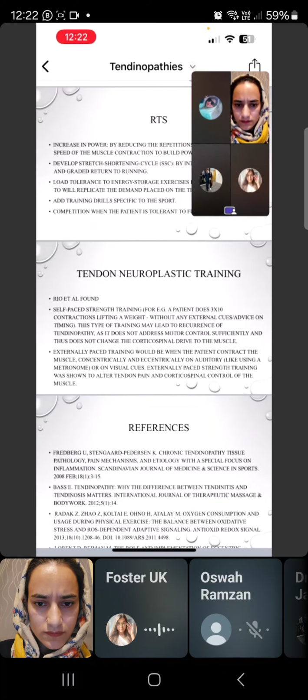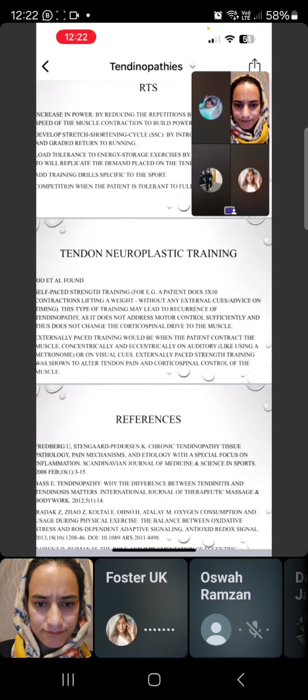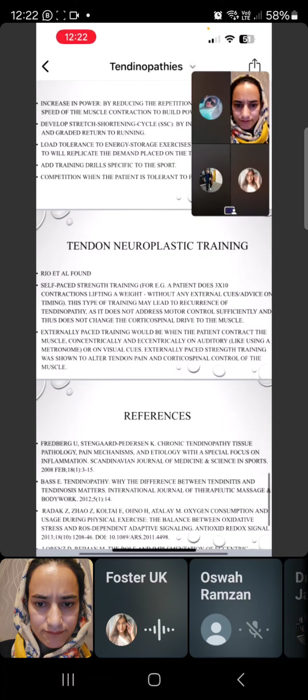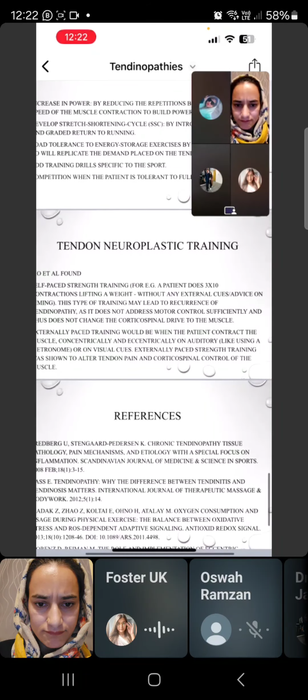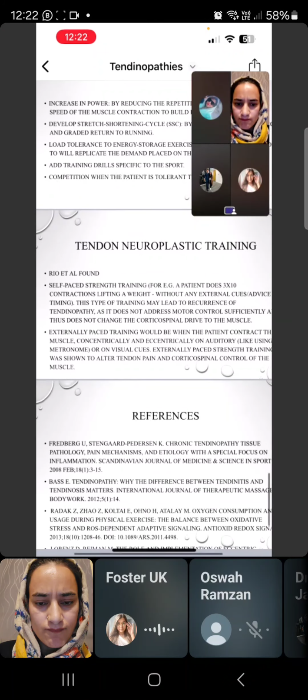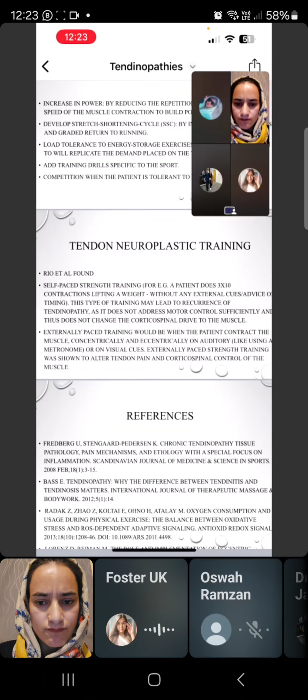But externally paced training would be when the patient contracts the muscle concentrically and eccentrically, so working on a rhythm, even on music, working on a rhythm, and auditory cues like using a metronome and visual cues. Externally paced strength training was shown to alter the tendon pain and corticospinal control of the muscle.